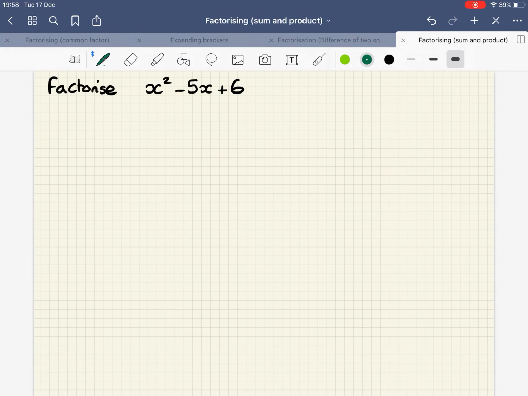Okay, next one then. Again, setting up my sum and product. So my sum is -5. And my product, multiplying the front and the back together, is just going to be 6. And it is a positive 6. So 1 times 6 or 2 times 3.